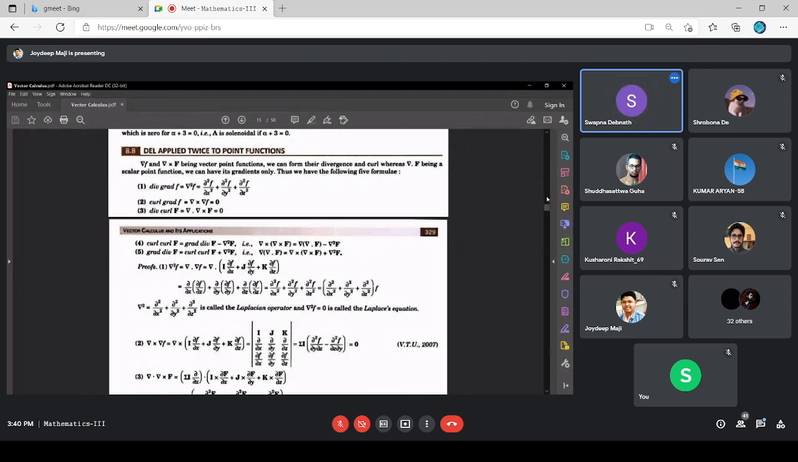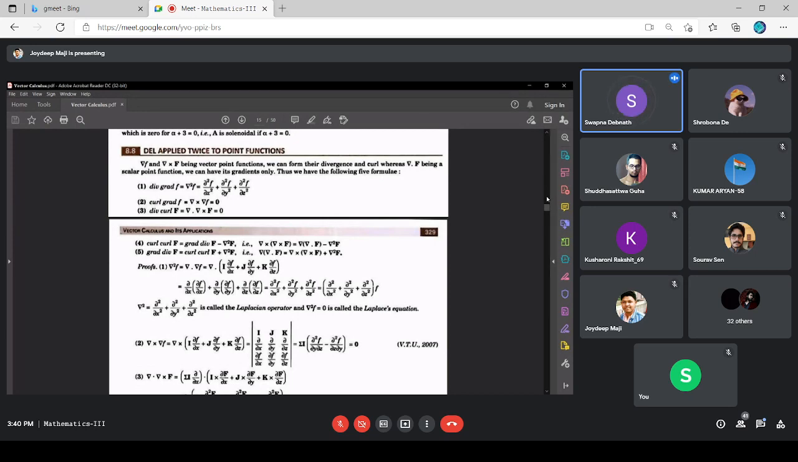Second formula, curl grad f. Grad f means del f, curl means cross, del cross del f, that is equal to 0. You can easily calculate that. First they have given the results.